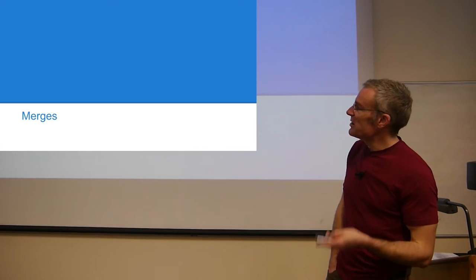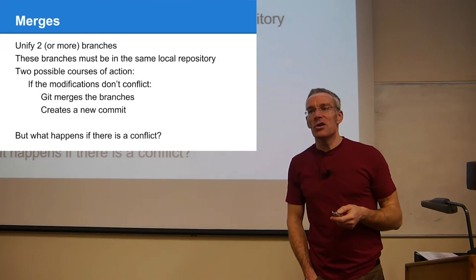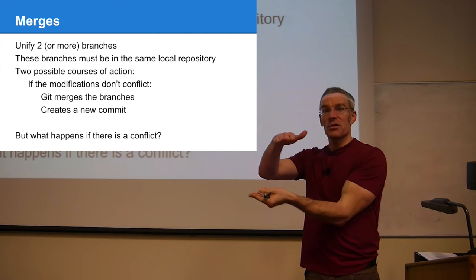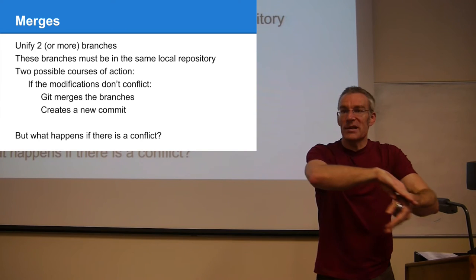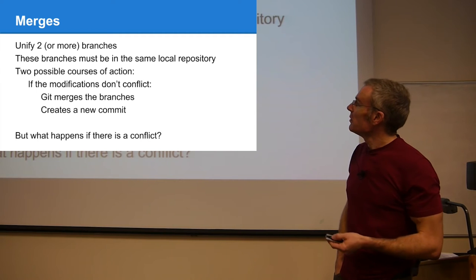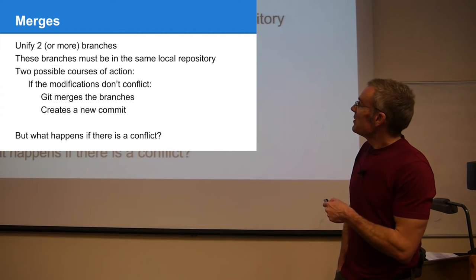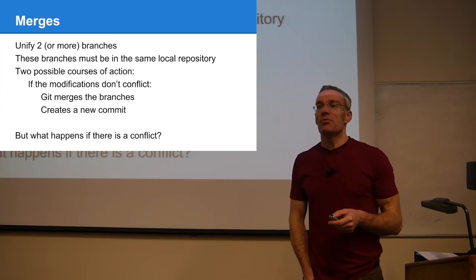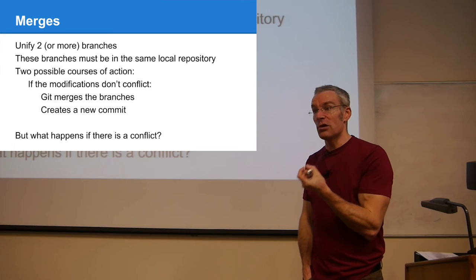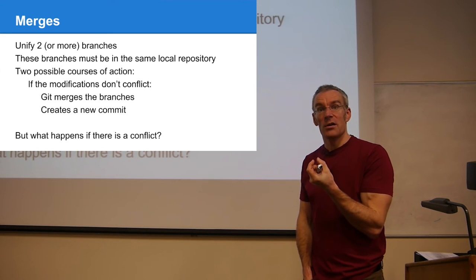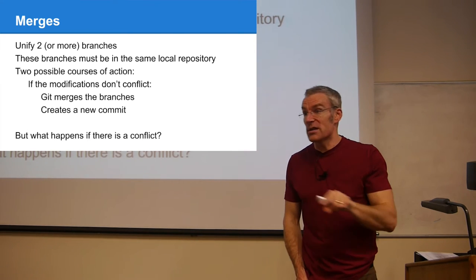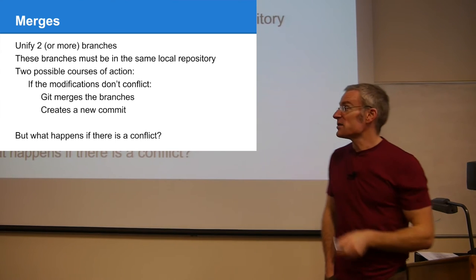Okay, merges are the next cool feature. A merge is a way of combining two branches. So a branch is where you split your development and you work separately. A merge is where you pull them back together again into a single branch. It's really cool. Basically, the important thing is you can't merge two branches from different repositories. For this to work, both branches have to be in your cloned repository. In other words, when you type in git branch, it should come up with all the branches you want to merge in that list. Okay, that's the first thing.